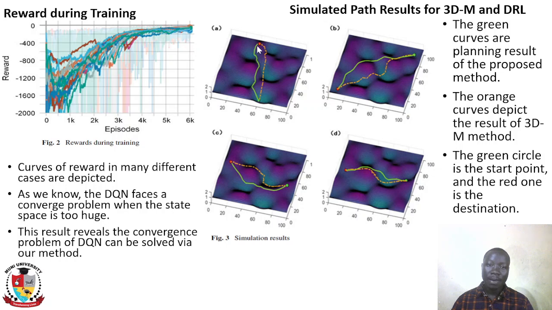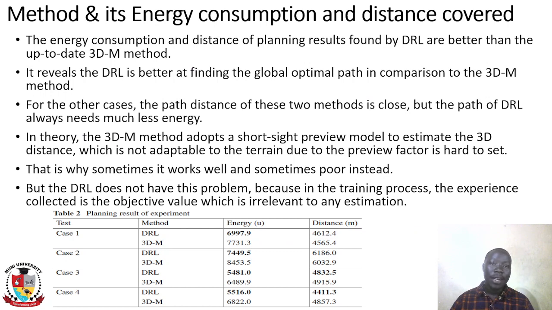Now the green line shows the path simulated by the DRL, which is our proposal, and the orange curve shows the path which was planned and simulated by the 3DM method. From there we can see which one has performed better using table 2, which is all the planning results of the experiment. So the methods are the DRL, or deep reinforcement learning, and then we compare it with the 3DM, whereby in terms of the energy, in the first case, the DRL simulation has shown smaller energy use, and the other one has a bigger energy use.